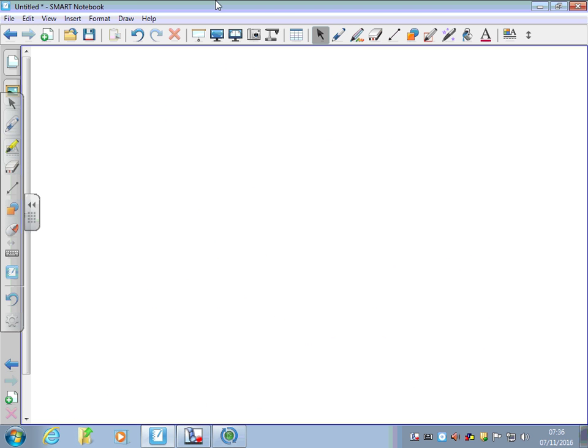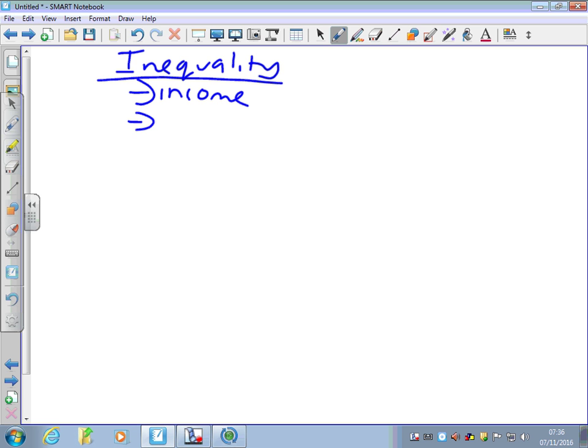Right, now the next thing we need to be looking at measuring is inequality. Remember, all inequality does is measure the gap between the rich and the poor within the economy. And we can measure it through income inequality, or we can measure it through wealth.